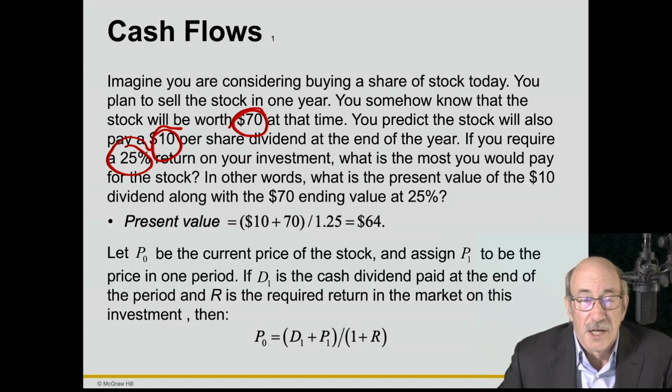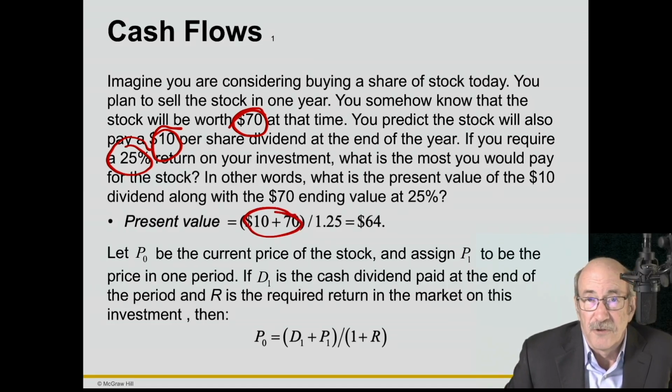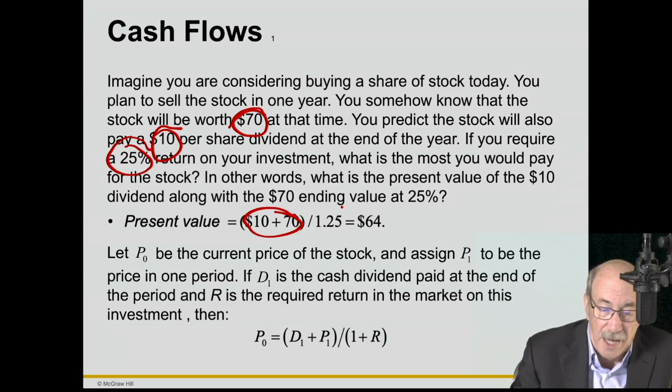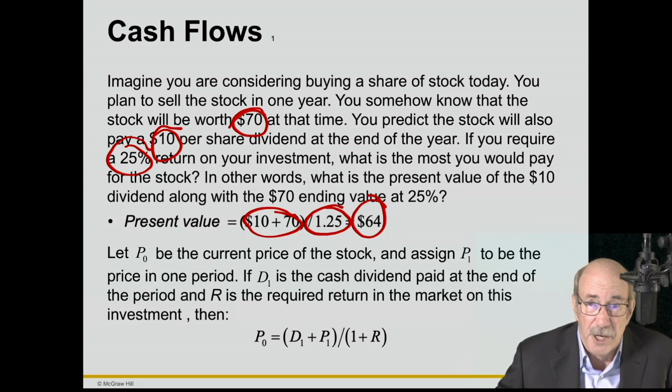Now, we want to try to calculate what price would be a fair price to pay for such a stock. And if that's the case, we simply take the sum of the payments here, the dividend plus the price that we'd be able to sell it at in the future, and we discount it back one period at 25%. So a $64 price on a stock that will pay a $10 dividend and then be valued at $70 at the end of that period would be a reasonable stock price to pay.